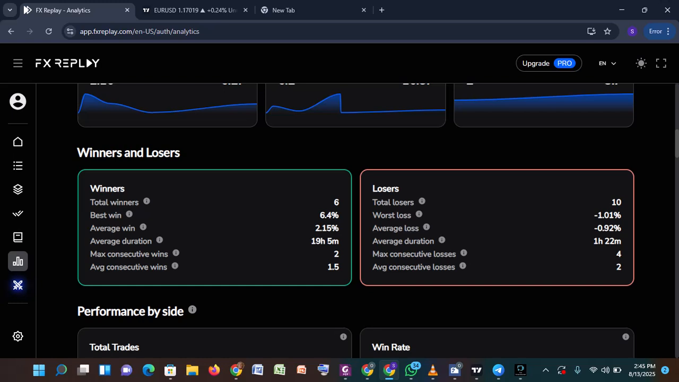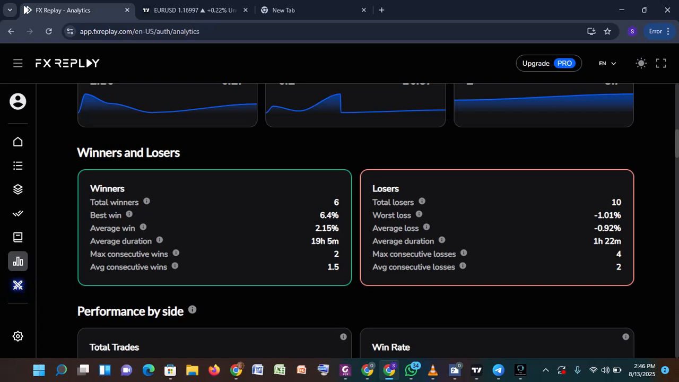So now let's focus on the losing part, right? You can see my total losing trades. I lost 10 trades. If this is in live markets, it's going to trigger your emotions, but it's fine, right? I lost 10 trades and won 6 trades. My worst loss is minus 1.01%.